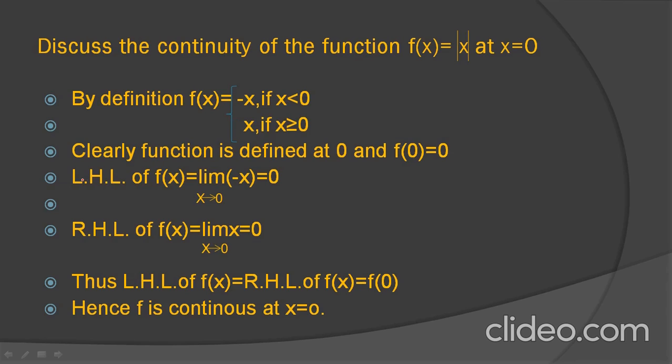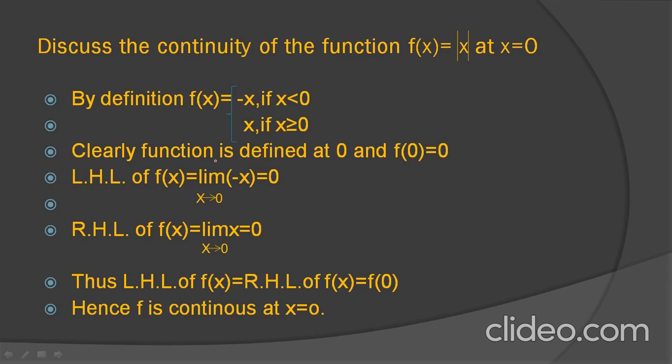Now left hand limit of f of x, here we will check for x less than 0. The value of the function is minus x. When the value of x is less than 0, that is, when we are approaching 0 from values less than 0. So from there we get left hand limit, and here the function for left hand limit is minus x. If we put x equal to 0, left hand limit is equal to 0.